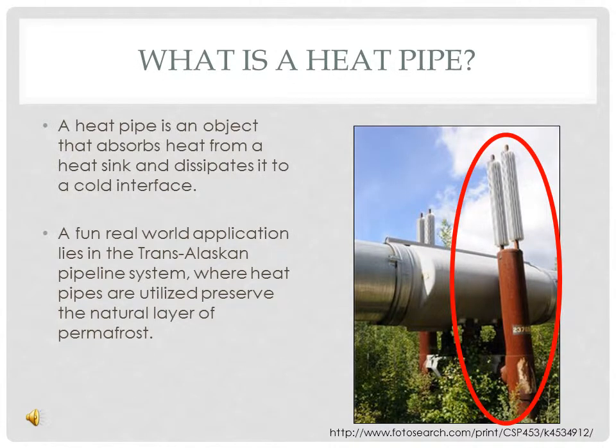A heat pipe is an object that absorbs heat from a heat sink and dissipates it to a cold interface. Kind of a fun real-world application of this lies in the Trans-Alaskan pipeline system. Essentially, hot oil is piped through this pipeline, and to preserve the layer of permafrost on the ground, they utilize heat pipes to dissipate that heat.